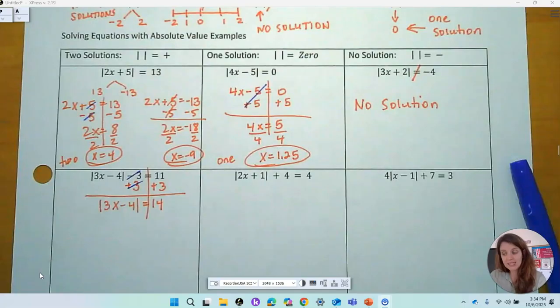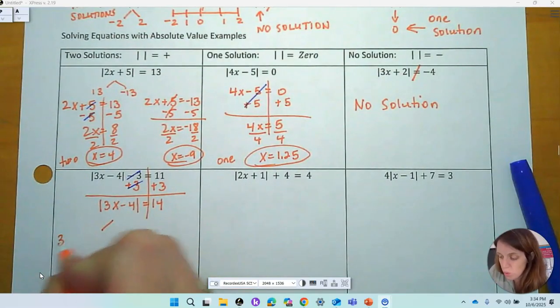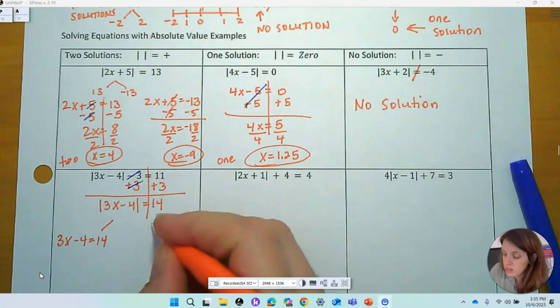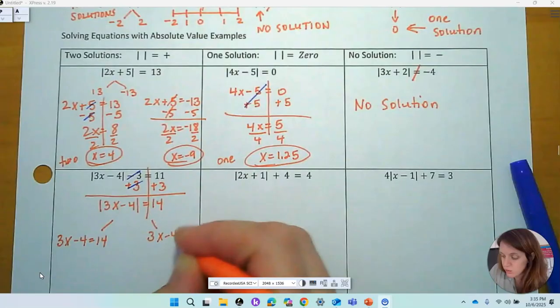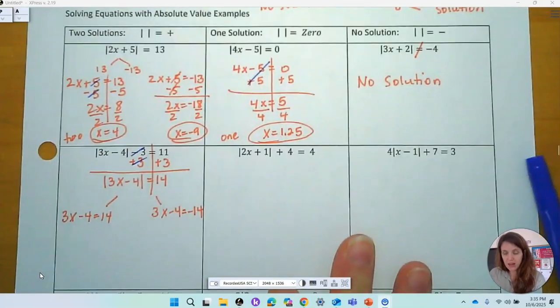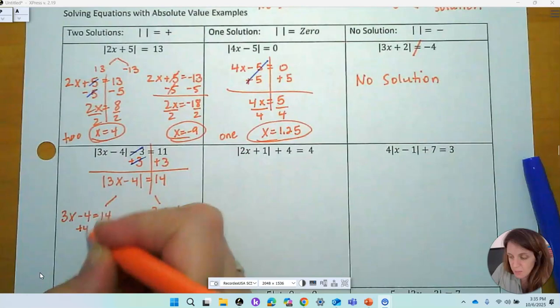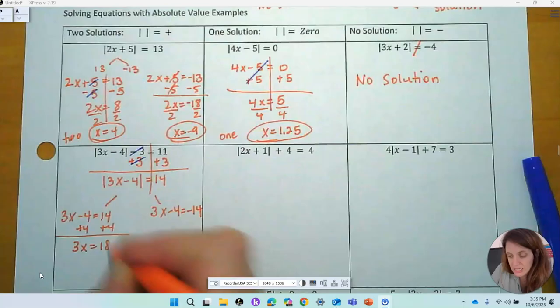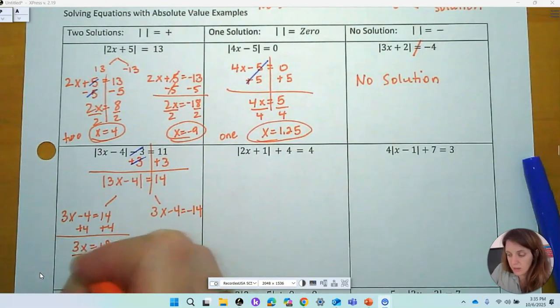And now I can say, okay, this is still positive. This absolute value equals a positive number, so I should have two equations. One that says 3x minus 4 equals 14, and another equation that says 3x minus 4 could equal negative 14. One positive and one negative option. When I do that, I'll solve each of them the same way. The steps will be the same. I will add 4 and add 4. I'll get 3x equals 18 on this side, and divide by 3, and x equals 6.